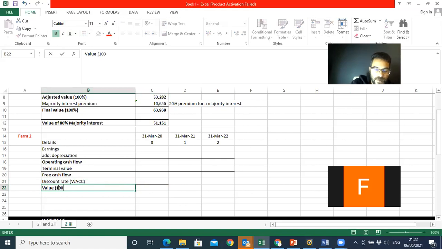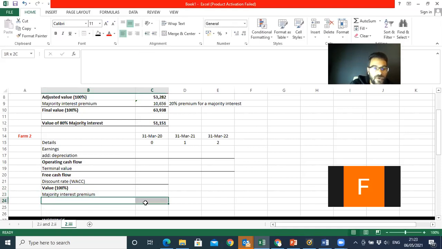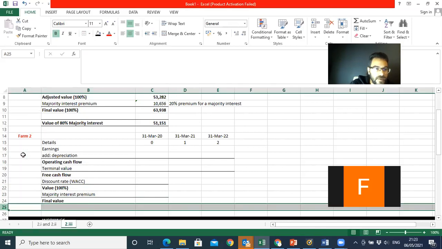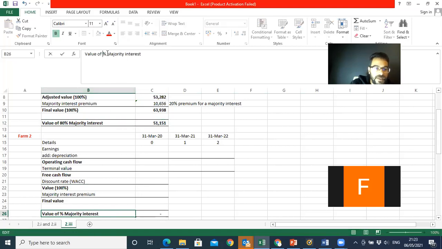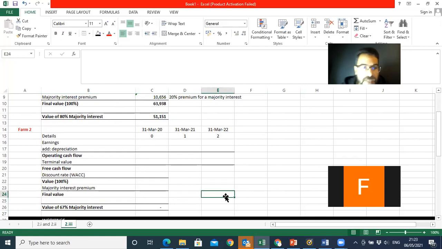This will give you value, 100%. Then once again, majority interest premium, and that will give us our final value. There was no marketability issue over here, so it's fine. And we get the final value. Once we have the final value, we will then be able to work out the value of a 67% majority interest. So that is basically how we're going to do it.